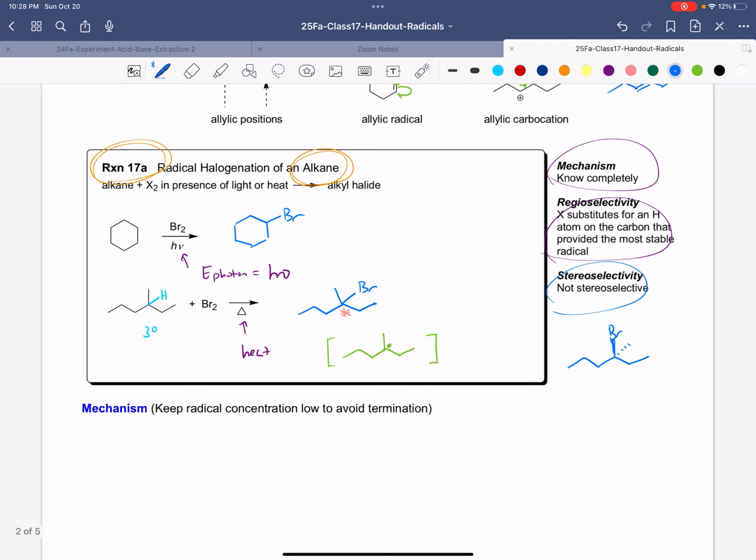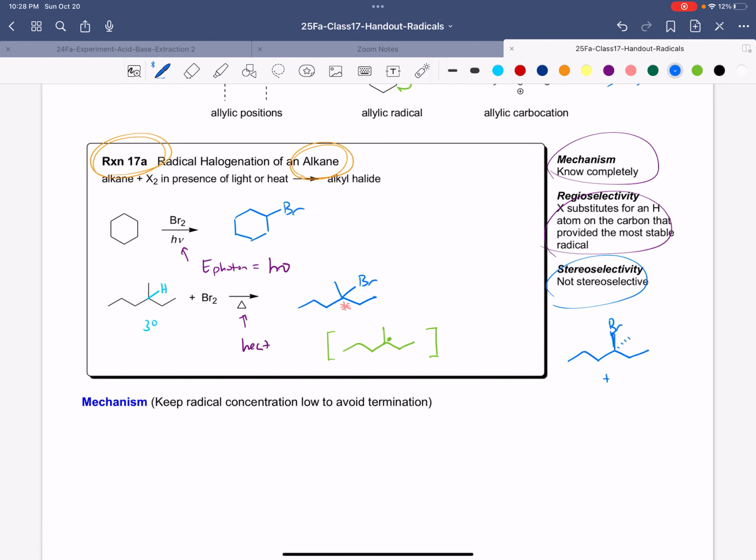Make sure you draw the methyl group in the opposite symbol. And here, now my bromine is dash. This is racemic.